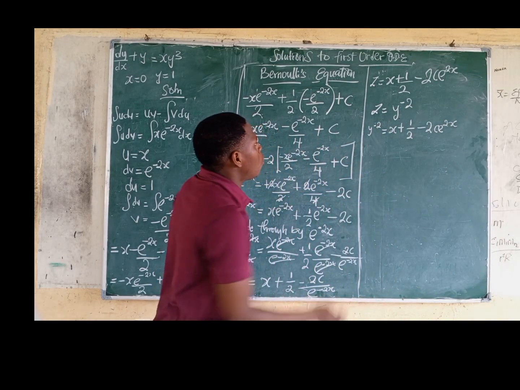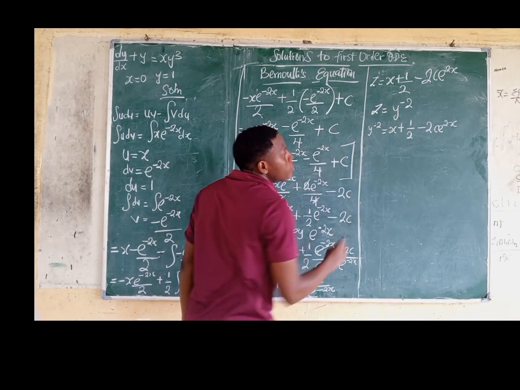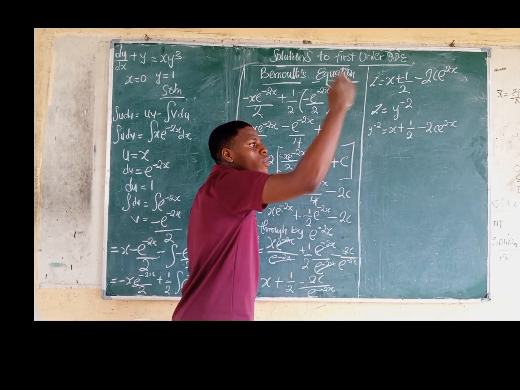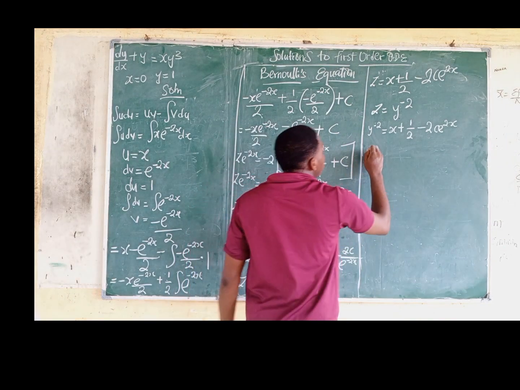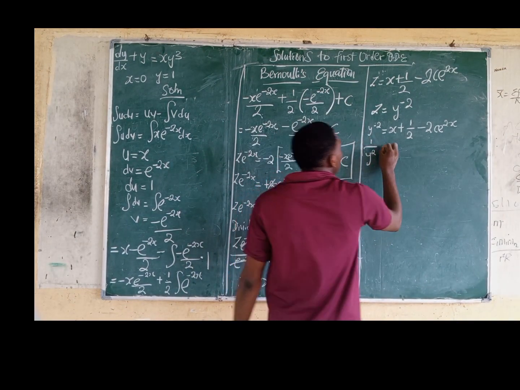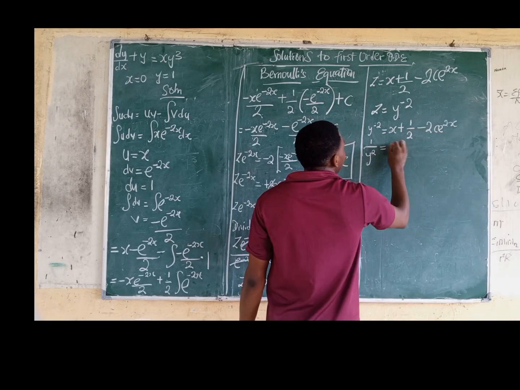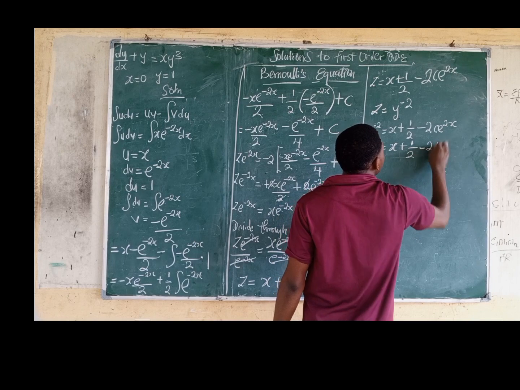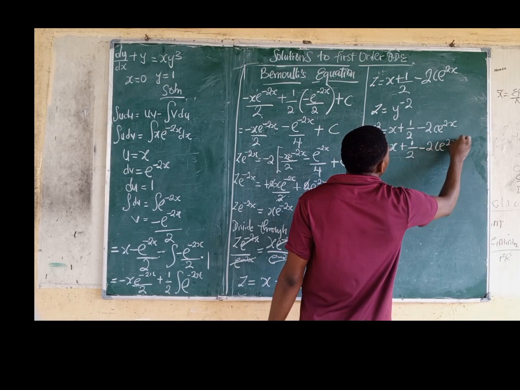We have a negative sign up. Now, to remove that subtraction sign, we are taking 1 over. Now, if you do that, we have 1 over y raised to the power of 2, and this is equal to what you have here: x plus 1 over 2 minus 2c exponential 2x.